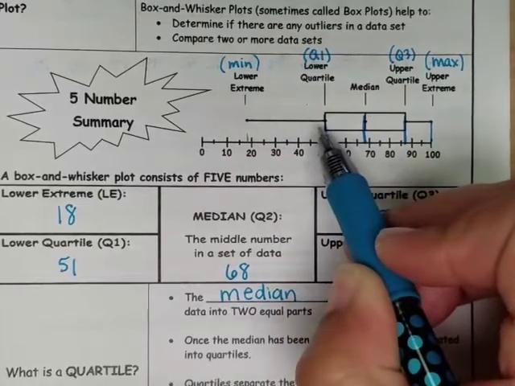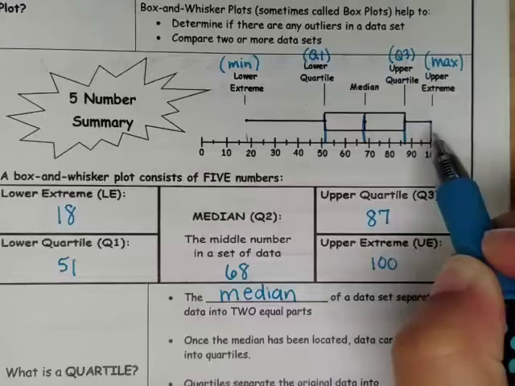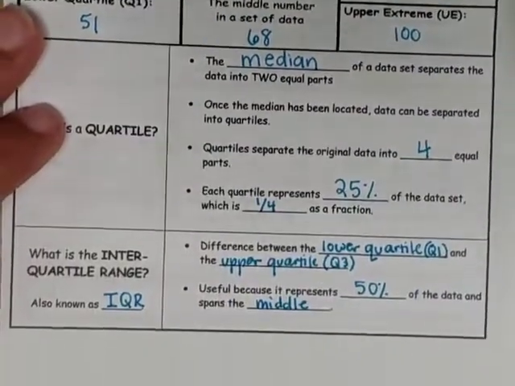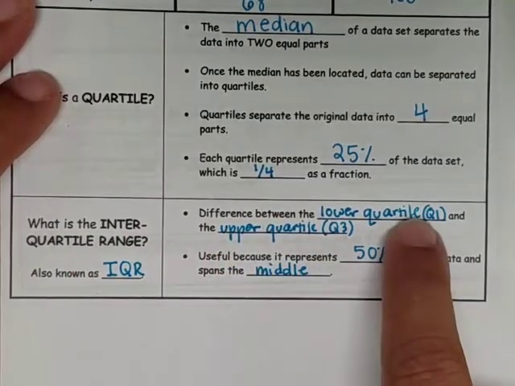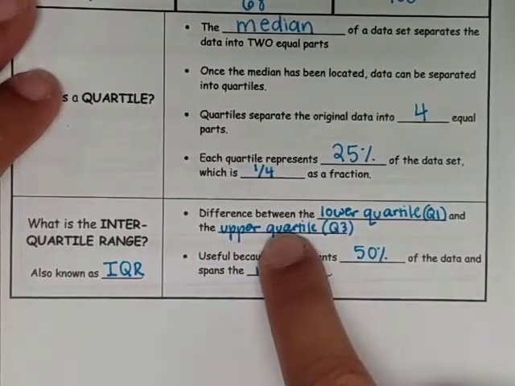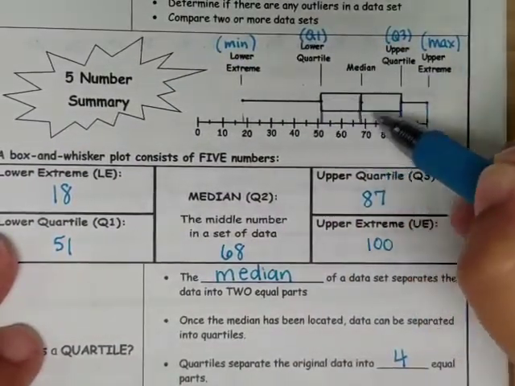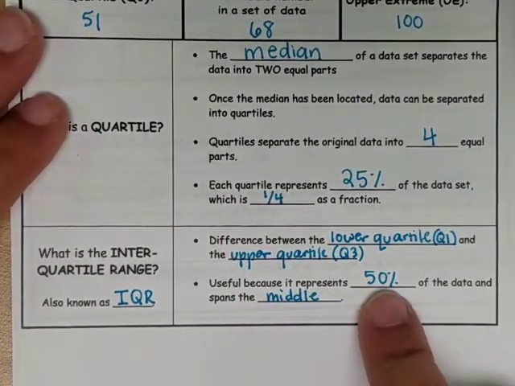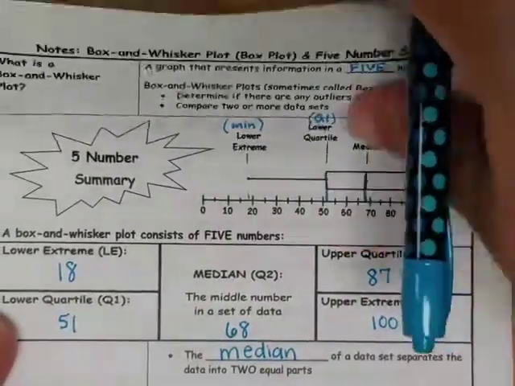So this is 25% of the data. This is 25% of the data. This piece is 25% of the data, and that's 25% of the data. So it's all split into equal parts of 4. And then the interquartile range is the difference between the lower quartile Q1 and the upper quartile Q3. It's the box. So this box, this is your IQR right here. It's useful because it represents 50% of the data, and it spans just the middle piece of the information.